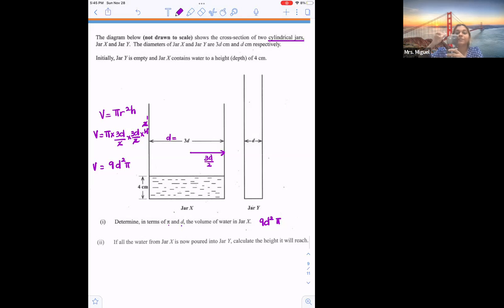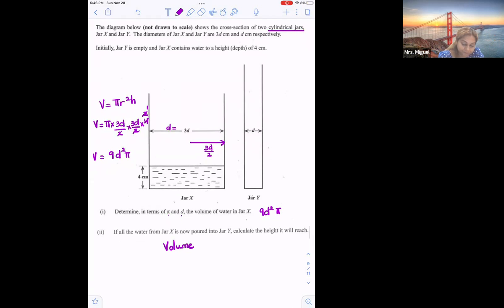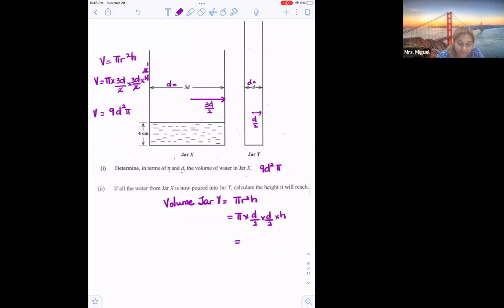Now we are taking the contents of this and I'm going to pour it into this bottle here. Well, it's obvious that the height of this one is going to be higher because it's a slimmer bottle, right? So calculate the height it will reach. So volume of jar Y is pi r squared h. Here the diameter is d, so the radius is d over 2. So it is pi multiplied by d over 2 by d over 2 by h, right? So this is d squared over 4 pi h. We want to find h.